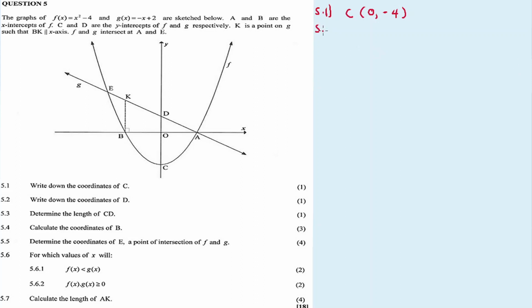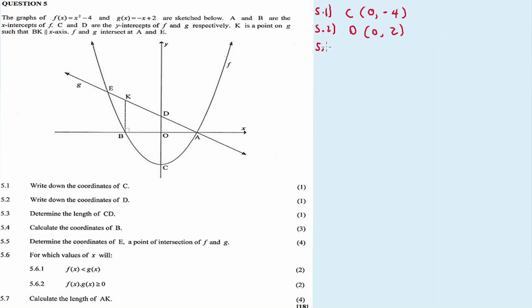5.2: write down the coordinates of D. Again, D is also a y-intercept, the y-intercept of g. The same principle applies as for a parabola: for the straight line, the constant is always the y-intercept. So the coordinates of D are (0; 2).